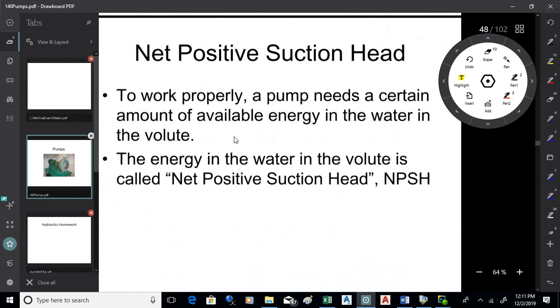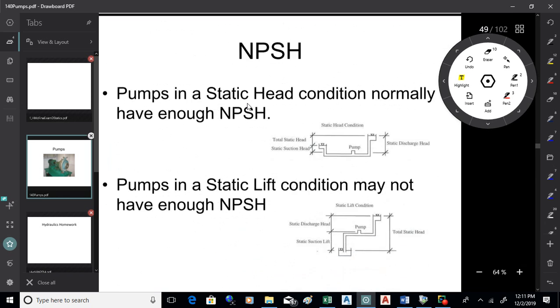Okay, so N is for net, P for positive, S for suction, and H for head. What we're doing here is looking at the energy in the volute. In the pump, there has to be a certain amount of energy, and the NPSH is the measurement of that energy. I'm on page 141.